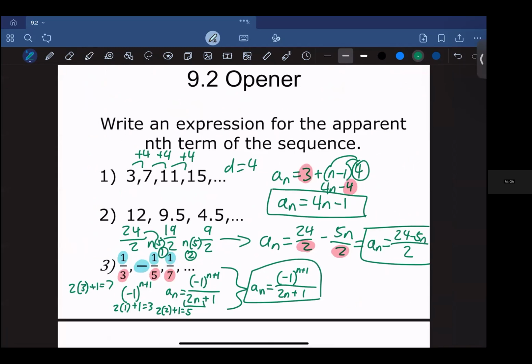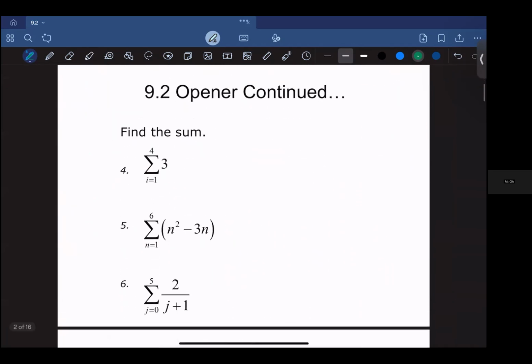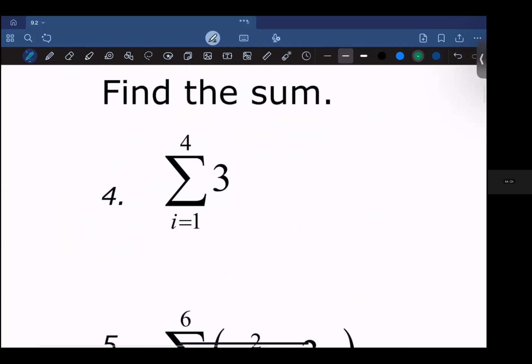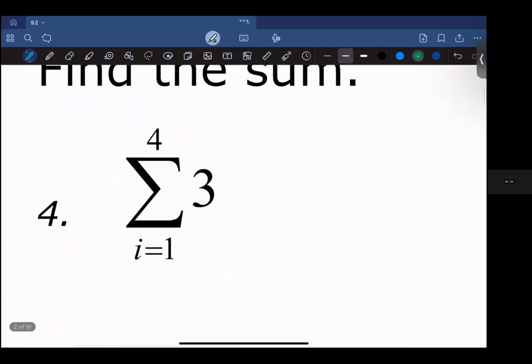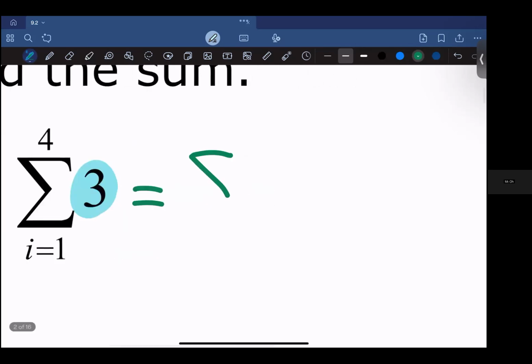Nice. All right. Moving on, we have our opener continued, talking about summation and stuff. So again, pause the video if you want to try them out first. But number 4, one of the properties we learned from last class is that if we have only a constant in the front. So right now, what we're seeing is a constant in the front, and this is the property right here.